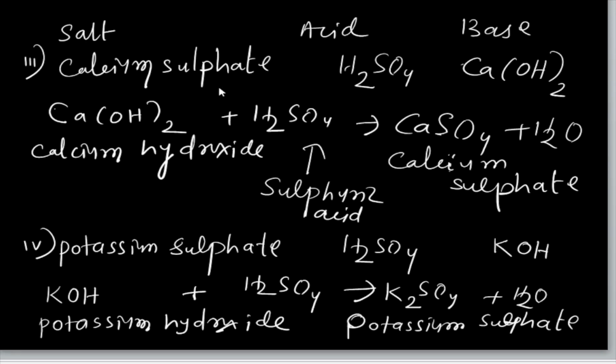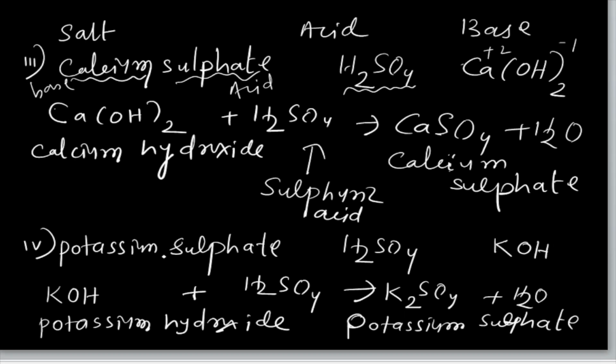Calcium sulfate. Calcium comes from base, and sulfate is from acid. Then which acid? Think yourself which acid is possible. That is sulfuric acid. And what would be the base? Calcium hydroxide, because calcium is +2, hydroxide is -1. So calcium hydroxide and H2SO4 combined give CaSO4 plus water.